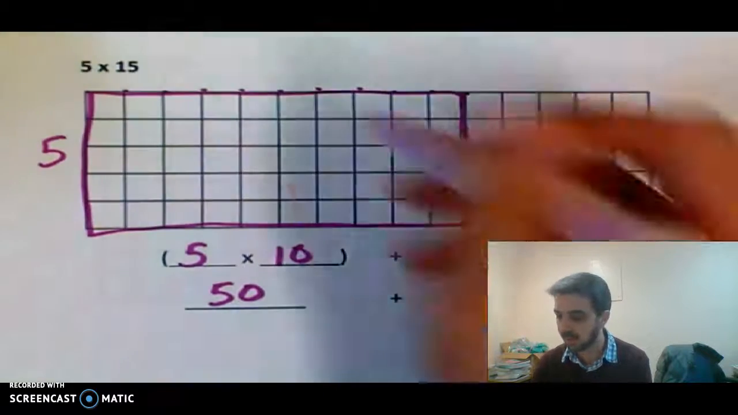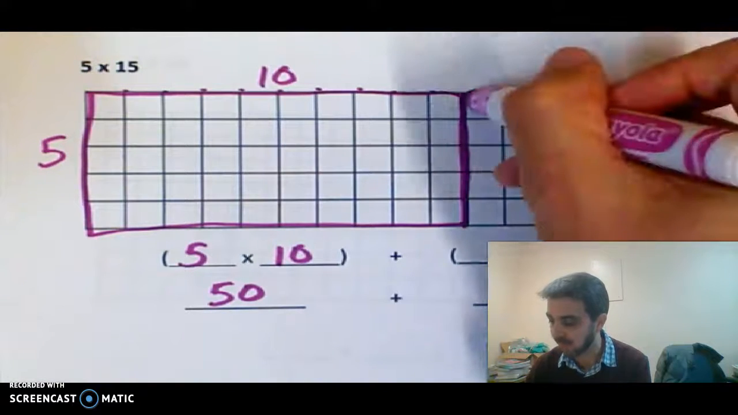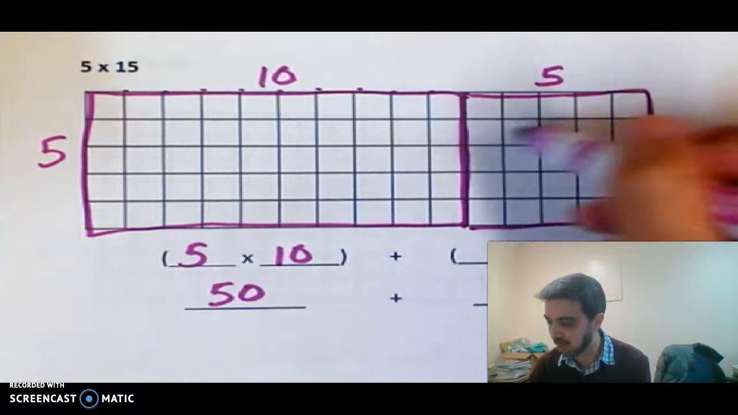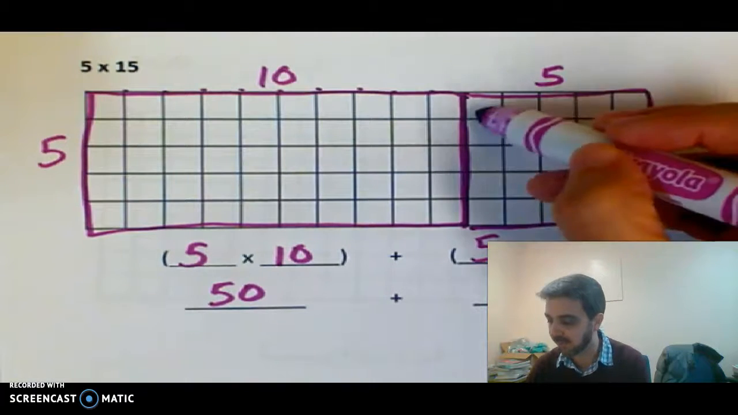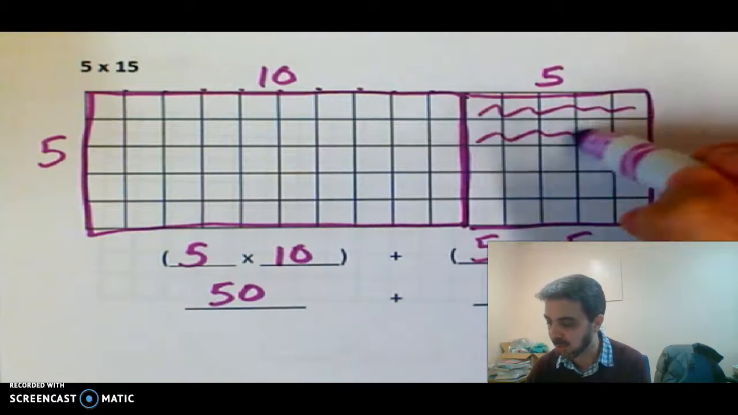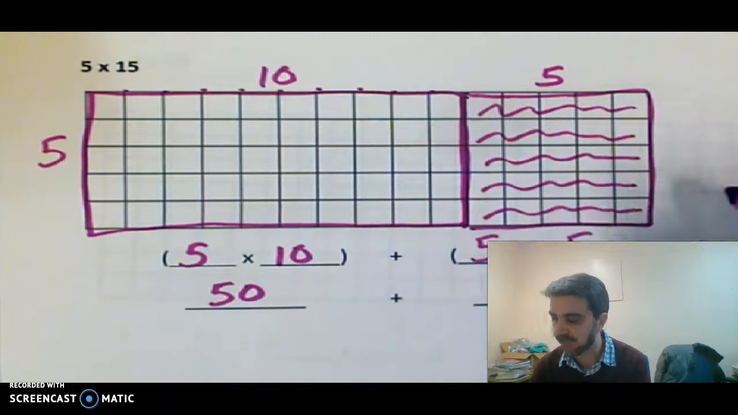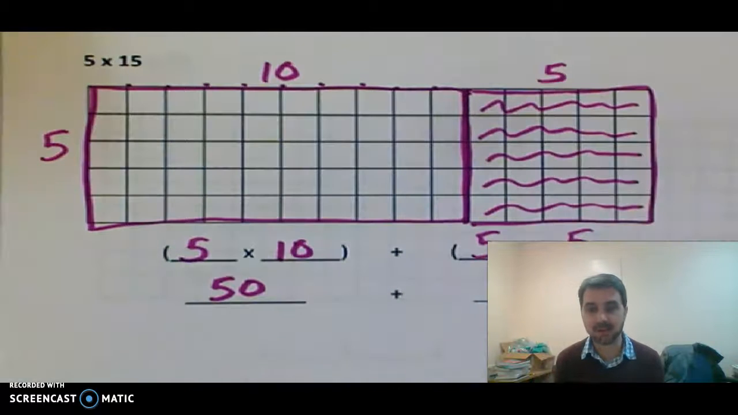And here, so this is 10, and this is 5. And this rectangle is 5 rows of 5. So 5 rows of 5. I have 1 row of 5, 2, 3, 4. I have 5 rows of 5. And 5 times 5 is, again, my head is in the way. Where am I going to put my head? Hold on a second. Let's make the screen bigger.